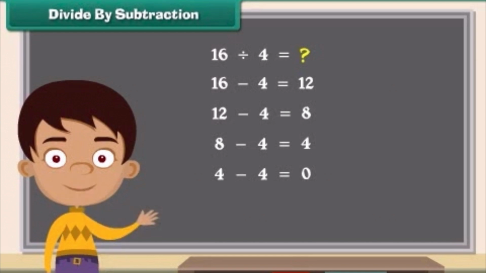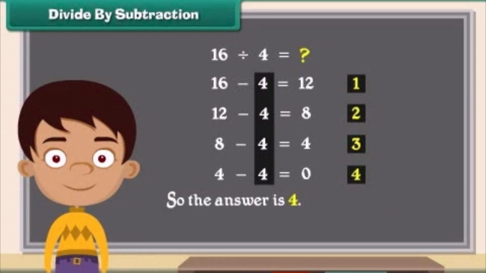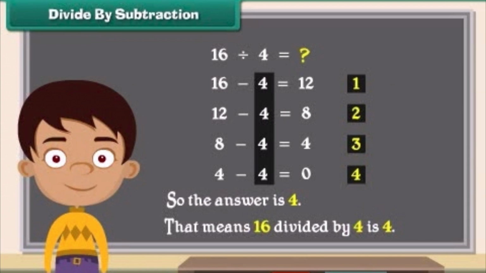Let us now see how many 4s have been subtracted. 1, 2, 3, 4. Four 4s have been subtracted. So the answer is 4. That means 16 divided by 4 is 4.